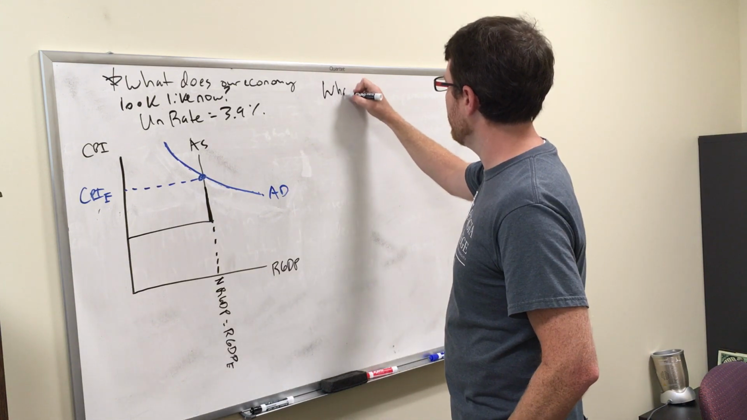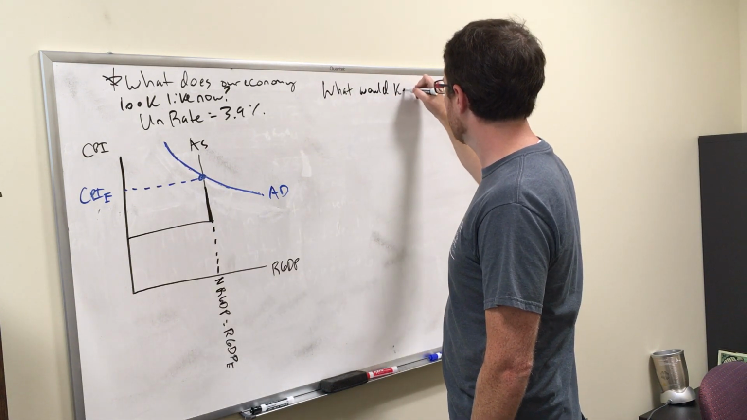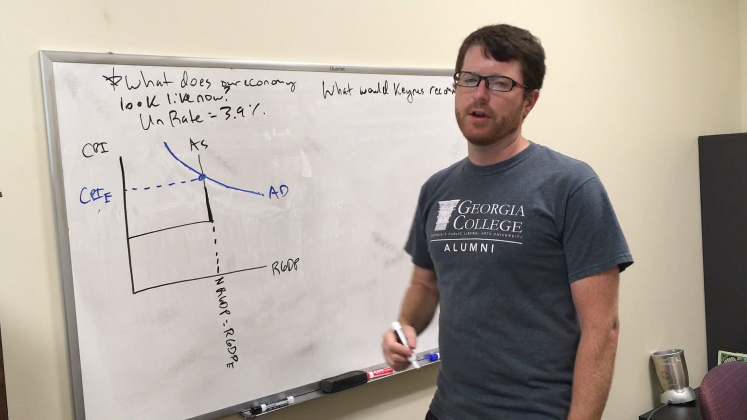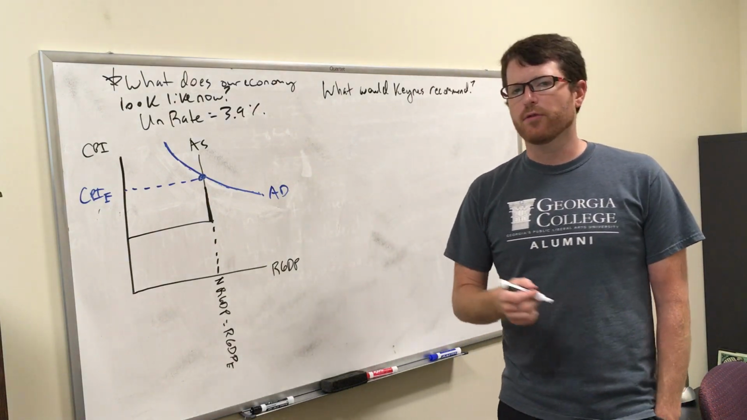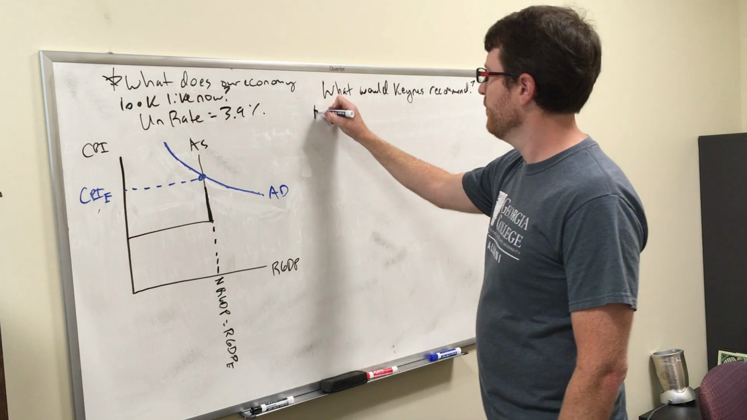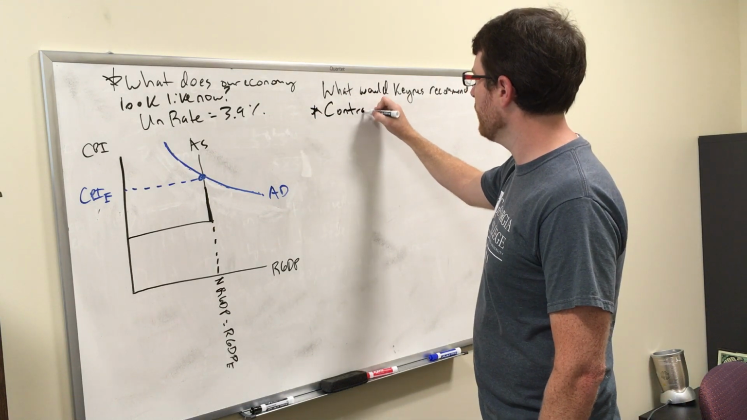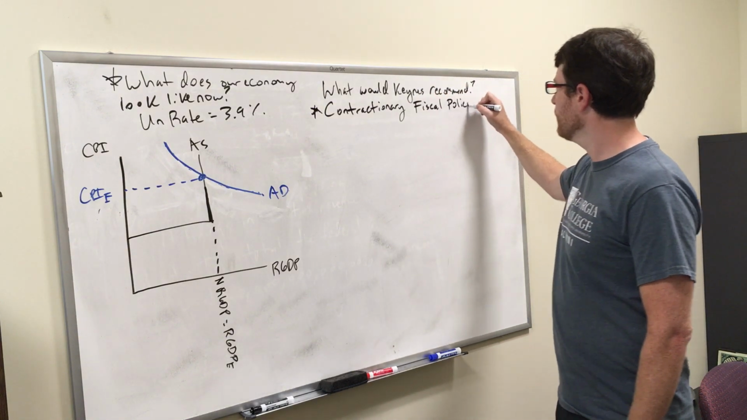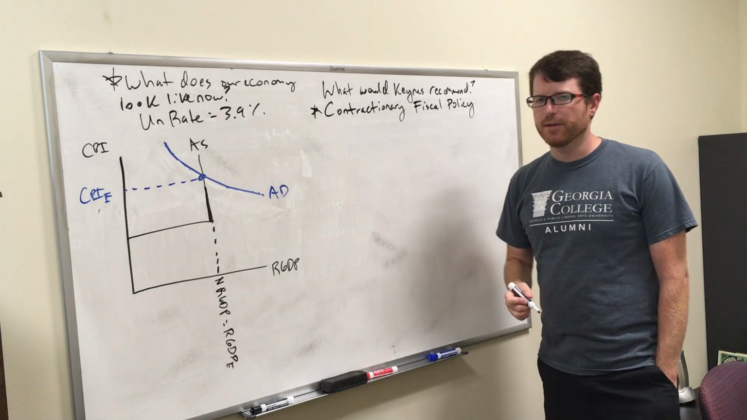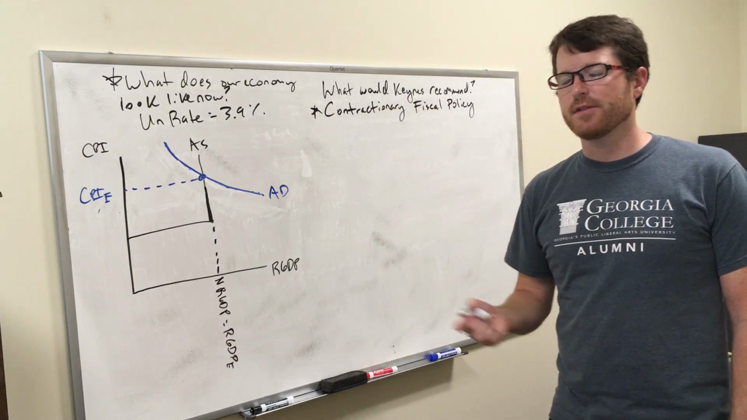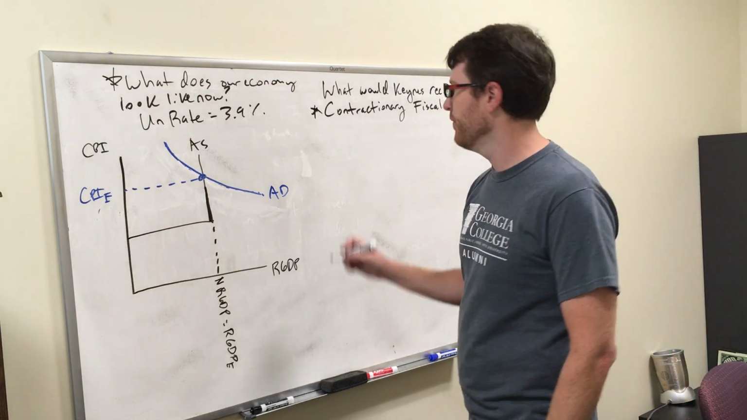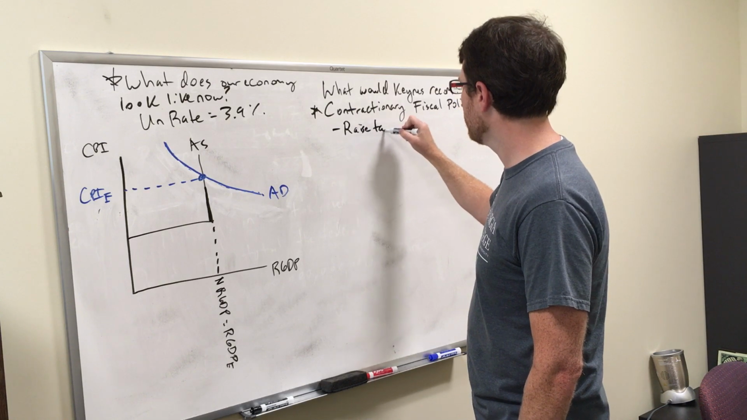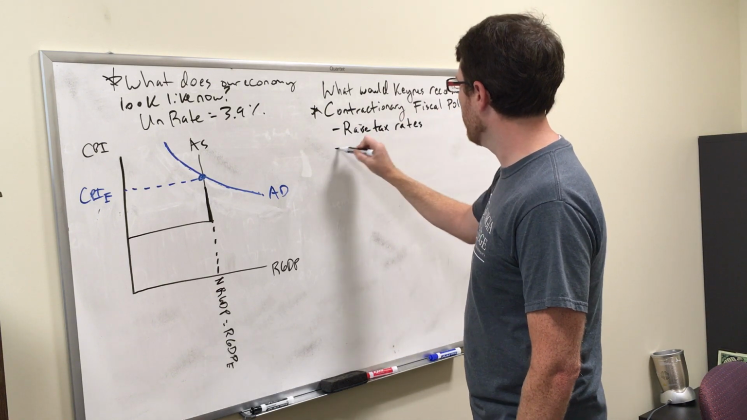So what would Keynes recommend, given everything we know? Knowing that our unemployment rate is 3.9%, knowing that our government has a lot of debt, what would Keynes recommend? Well, what we could do is something called contractionary fiscal policy. So this is like expansionary fiscal policy, but moving in the opposite direction. What we would do here is raise tax rates and lower government spending.